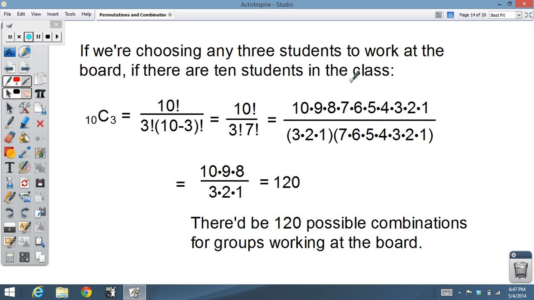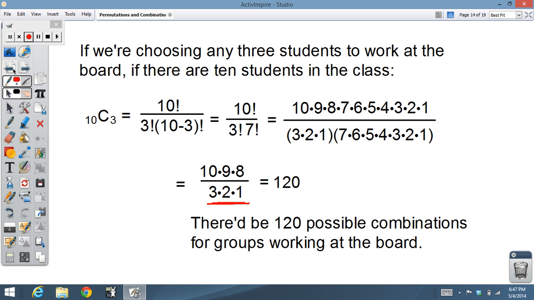We're choosing 3 students to work at the board, 10 students in the class. We use the combinations formula, 10 factorial over 3 factorial times 10 minus 3 factorial. Ends up looking like this. We still cancel out the 7, 6, 5, 4, 3, 2, 1, but we end up with 10 times 9 times 8 over 3 times 2 times 1 for a total of 120 possible combinations. Okay, so you notice our combinations are always going to be smaller than our number of permutations because we're dividing by that extra r factorial.